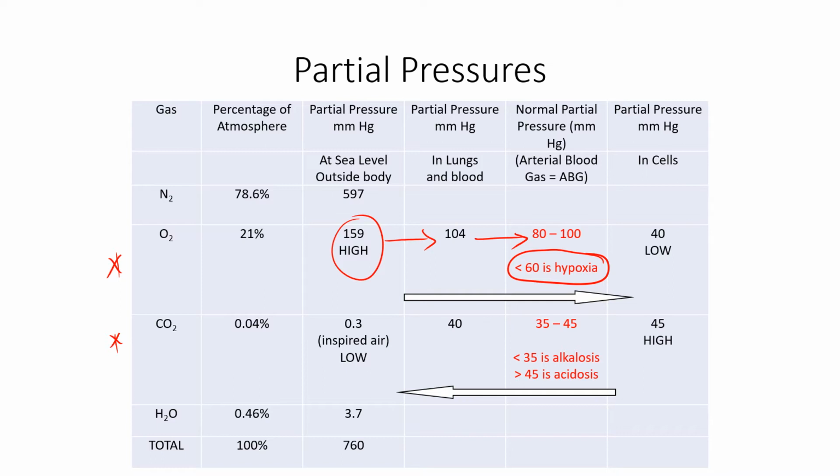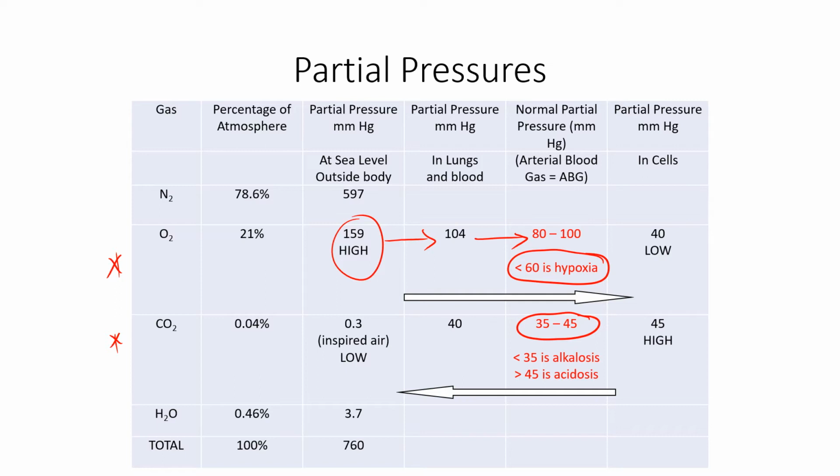All right, and then finally, let's talk about CO2 on this chart. I'm going to work you in the opposite direction. In arterial blood gas, 35 to 45 millimeters mercury is normal. We know that already from our previous conversations. Less than 35 means there's not enough CO2. You head into alkalosis territory, and more than 45 millimeters mercury is what we consider acidosis.